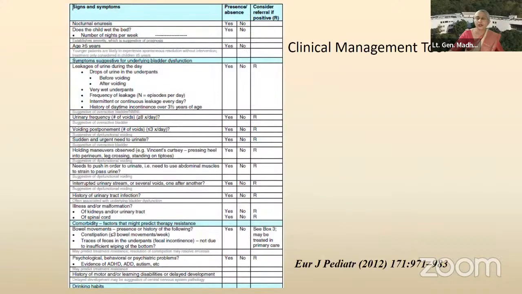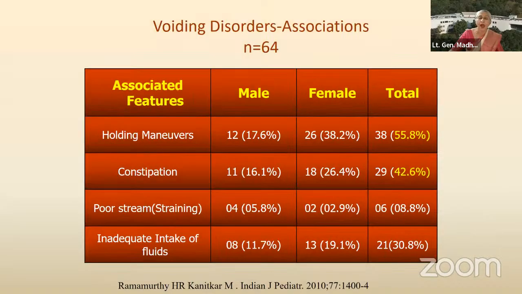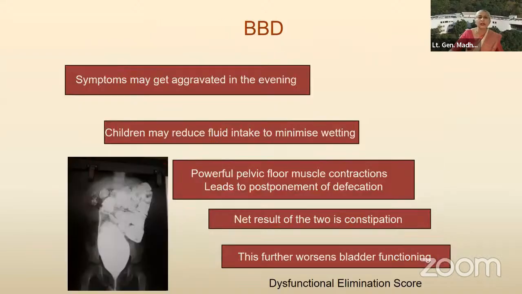A clinical management tool was described in 2012, which in a busy OPD can be used as a questionnaire. And I draw your attention to this old reference. And these are some of the positions that children might take when they are trying to avoid it, and they're getting bladder contractions, but they don't want to let the urine pass out. There are associations with voiding disorders, like holding maneuvers, constipation, poor stream, or inadequate fluid intake. And this was in one of our studies, which has been published.